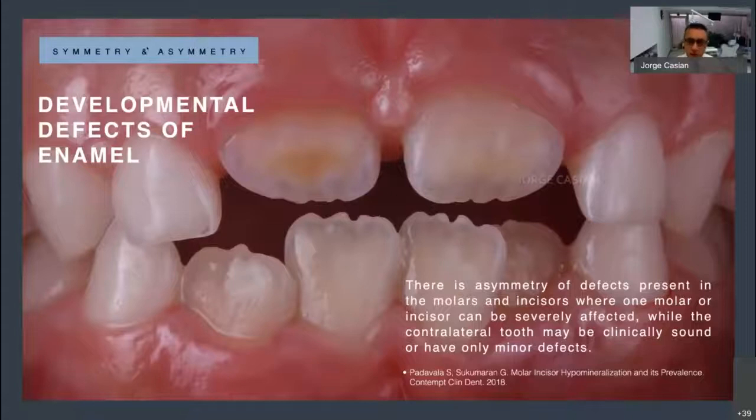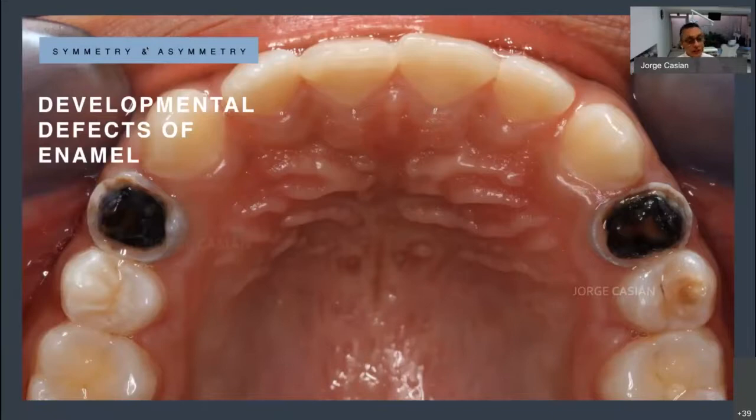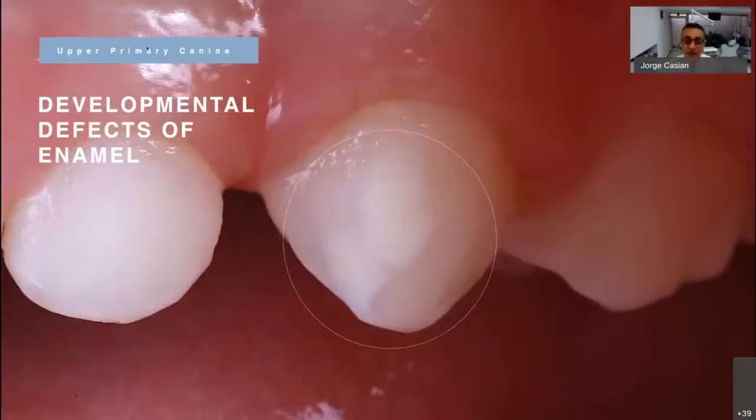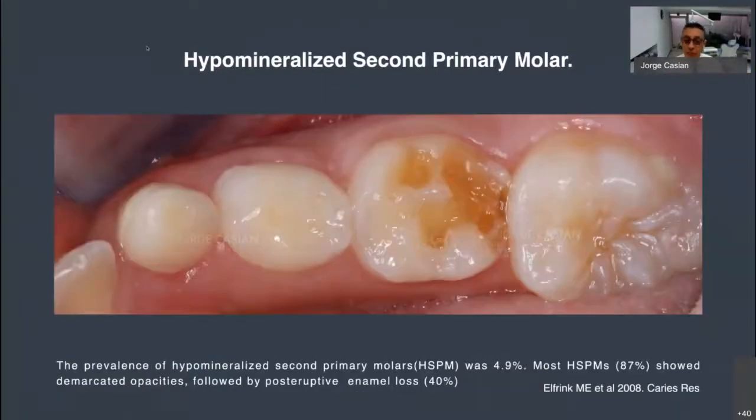In developmental defects of enamel, we can find any tooth affected, on one side or two sides, asymmetrically or symmetrically. And of course, we can find hypomineralized primary teeth. Look at this primary canine. Look at the buccal surface of this primary canine, associated with hypomineralized upper second primary molars. Same patient. Another kid with a hypomineralized lower second primary molar.